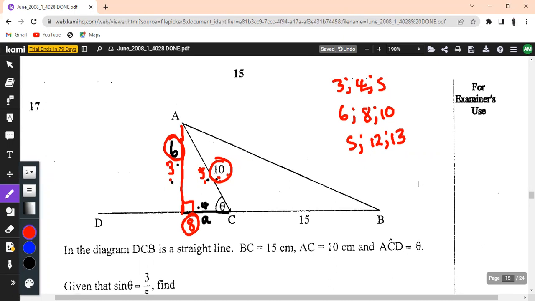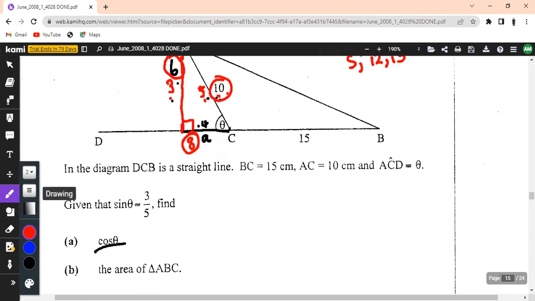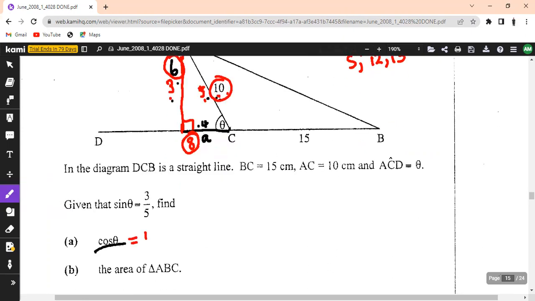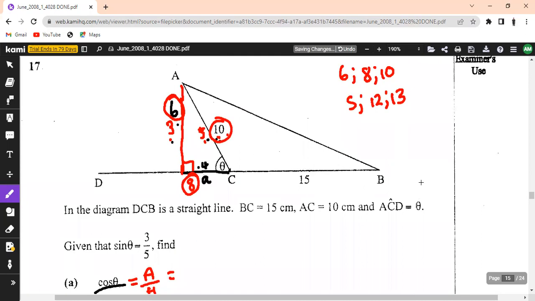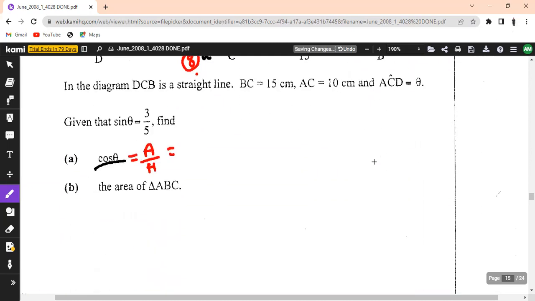Anyways, cos theta, remember that cos is adjacent over hypotenuse from your SOH CAH TOA. Our adjacent in this case, according to this theta, is 8 over the hypotenuse, which is 10. So this is going to give us 8 over 10. If you reduce this, it's going to be 4 over 5. Okay, just like that.